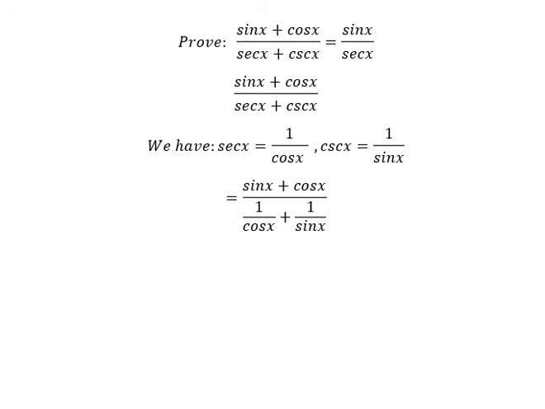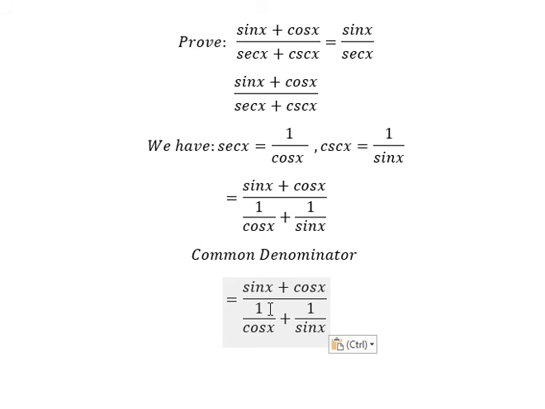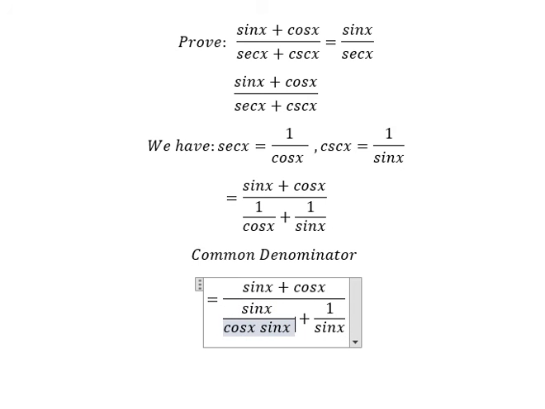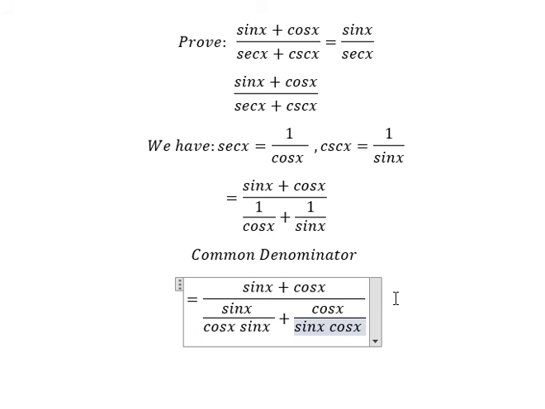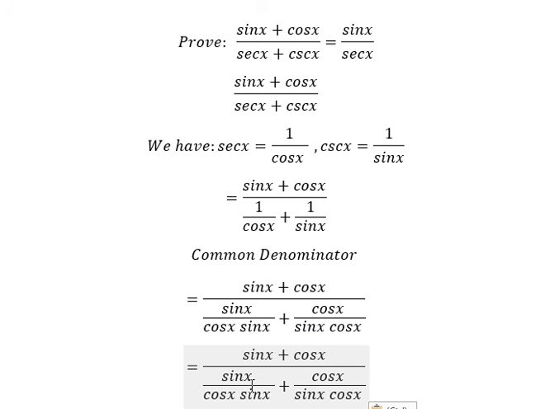Next we can do a common denominator. So this one we can multiply by sine x. This one we can multiply by cosine x. Now we can combine the two fractions in here.